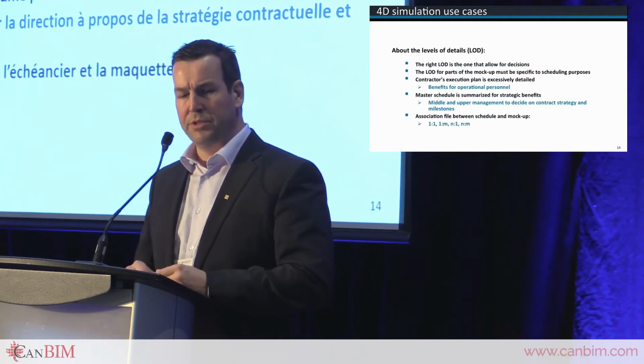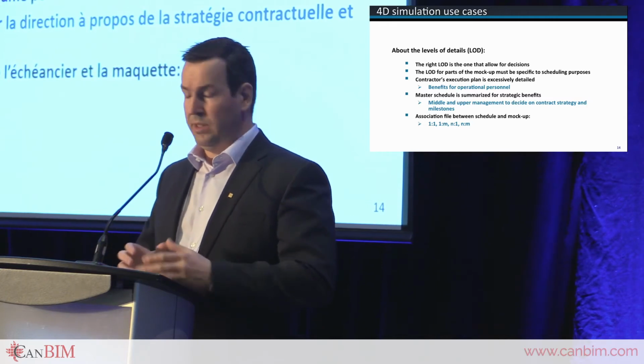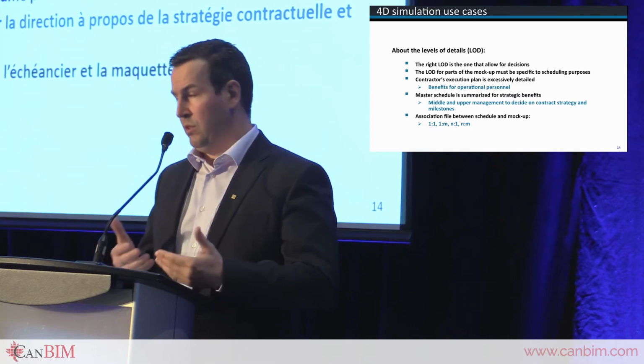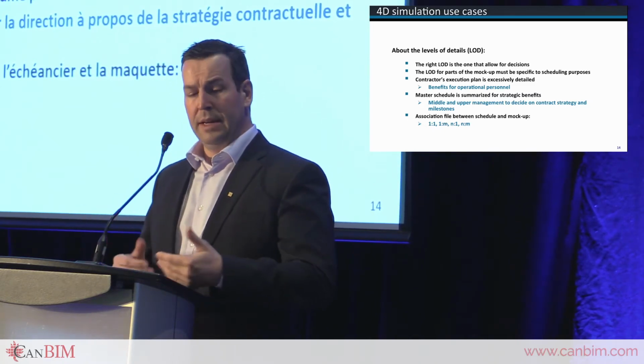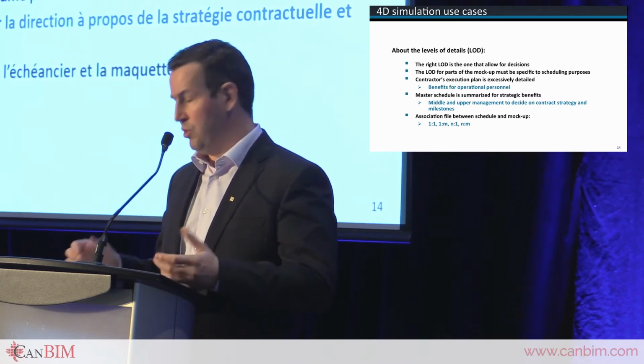In terms of the level of detail, I'll have a video to show you more, but just to give you an idea, the right level of detail is the one that makes it possible for you to make decisions, and that depends on the actual project. So it has to be specific to the needs of the planning team, and ultimately we have a highly detailed level of detail to consider operational needs. At the beginning of the project, it may be more for strategic purposes to orient management. And through the whole thing, with what we've been able to develop, we can allow associations that could be one-to-one, one-to-several, several-to-one.